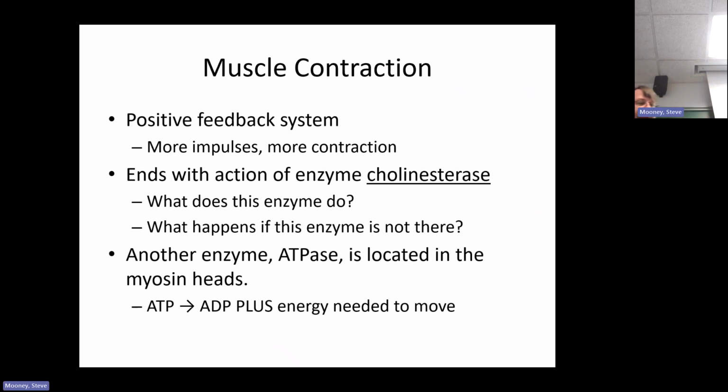So once we have that there, another enzyme, ATPase. Everybody knows what ATP is? It's the energy currency in the cell. ATPase, ASE, means it's going to break that ATP apart, and it's going to release the energy to make the myosin head move. So you have that sitting on the myosin head, ATP comes in, it sits on that enzyme, breaks that apart, and then you have the ADP and the energy needed to move.